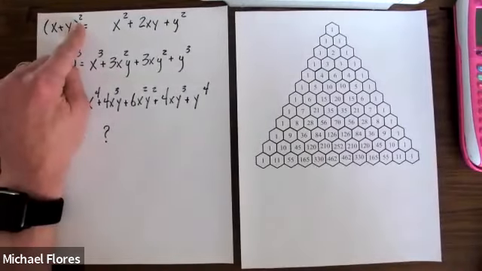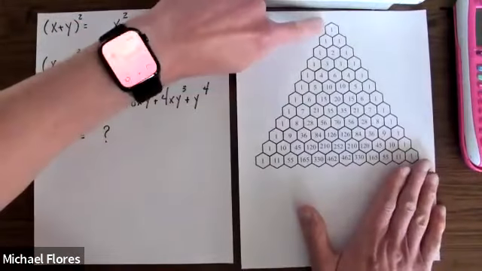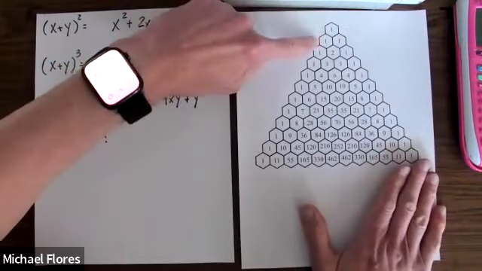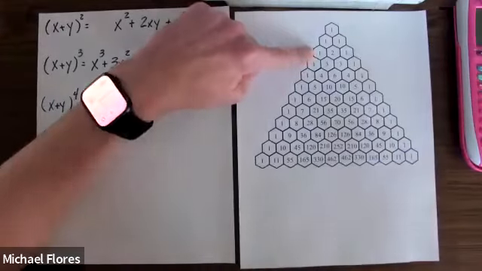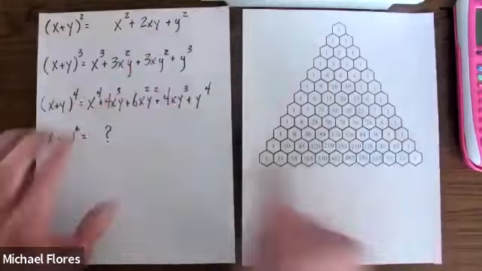If a binomial is being squared, then what we do is we go to row 2 of Pascal's triangle. This is row 0. This is row 1. This is row 2. And it tells you what your coefficients are going to be. They're going to be 1, 2, 1.